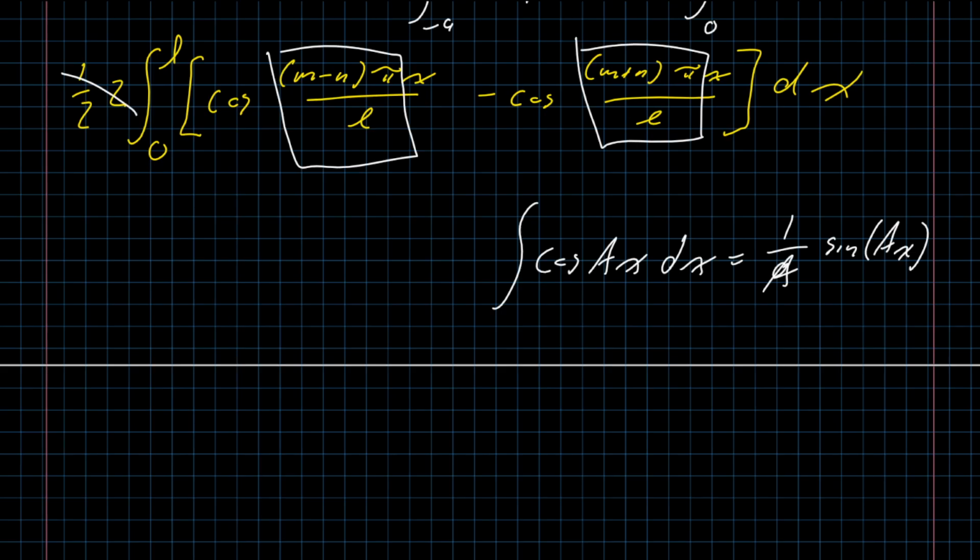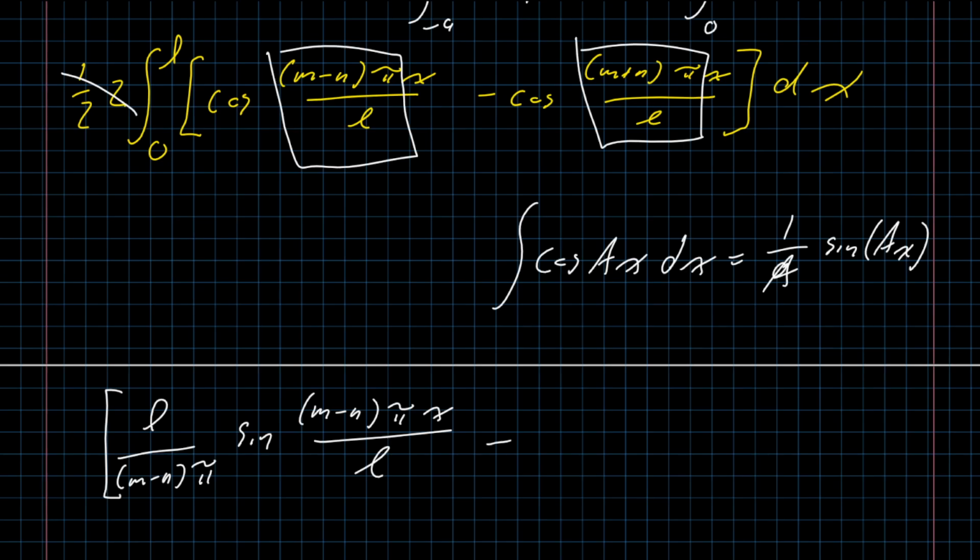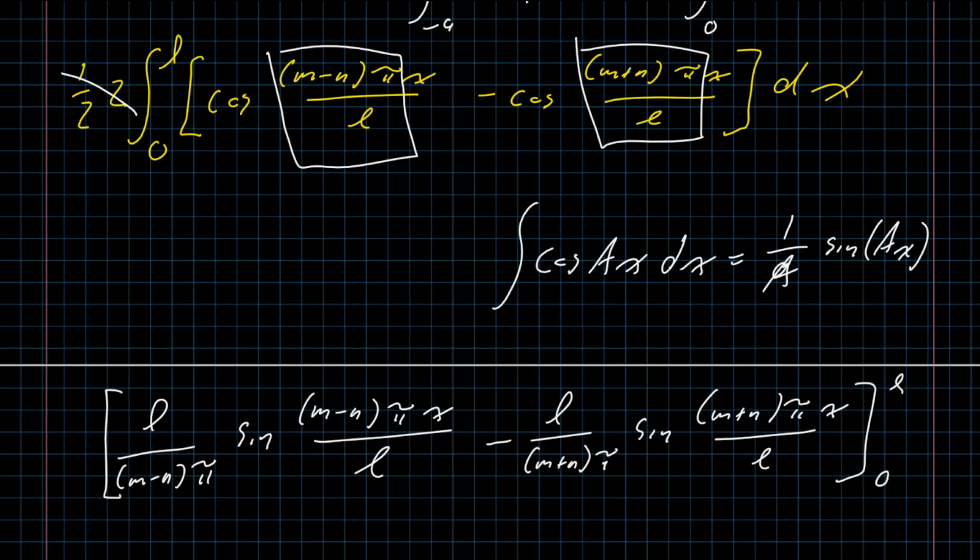All right, so my 1/2 multiplied by 2 are going to cancel each other out. I'm going to have L over m minus n times pi times the sine of m minus n pi x over L, minus L over m plus n times pi times the sine of m plus n times pi times x over L. Evaluate that at my limits of integration.